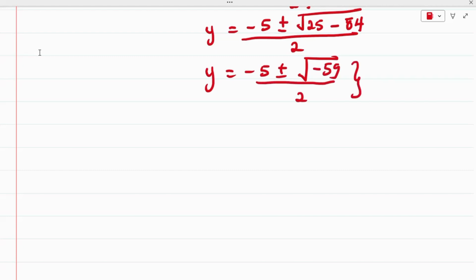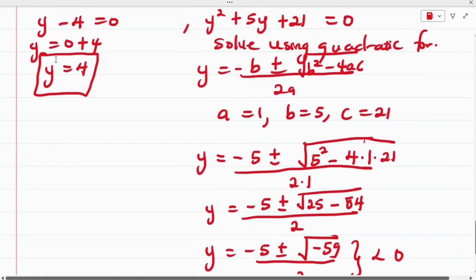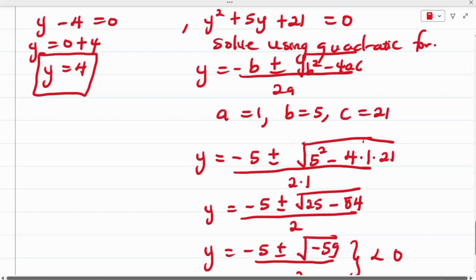So right here guys, you're going to find out that this is less than 0, hence this is invalid. Since it is less than 0, it's going to give us a complex root. So we want to simply work with the real root, which is y equals 4. Alright, so we're going to say for y equals 4, which is a real root.